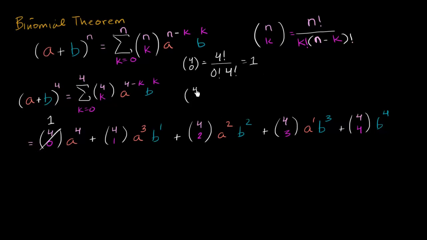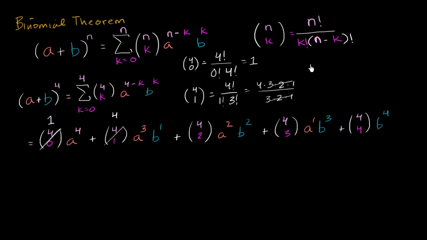So 4 choose 1 is going to be 4 factorial over 1 factorial times 4 minus 1 factorial, so 3 factorial. Well, what's this going to be? 1 factorial is just going to be 1. 4 factorial is 4 times 3 times 2 times 1. 3 factorial is 3 times 2 times 1. Let me make that clear: 4 times 3 times 2 times 1 over 3 times 2 times 1. It's just going to leave us with 4. So this right over here is just going to be 4.